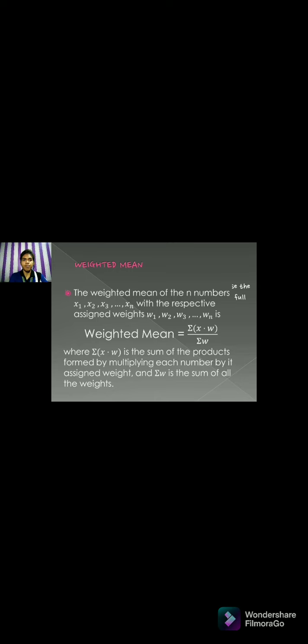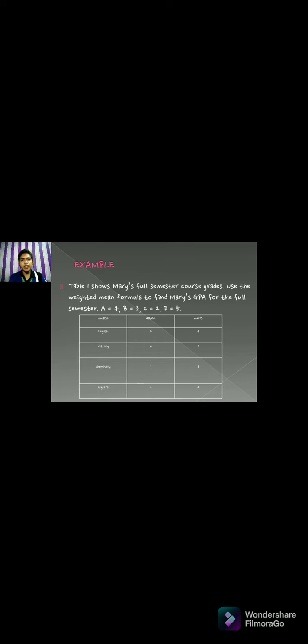For example, Table 1 shows Mary's full semester course grades. Use the weighted mean formula to find Mary's GPA for the full semester. Course: English, History, Chemistry, Algebra. Grades: B, A, D, C. Units: 4, 3, 3, 4. As we have here, A is equal to 4, B is equal to 3, C is equal to 2, D is equal to 1.